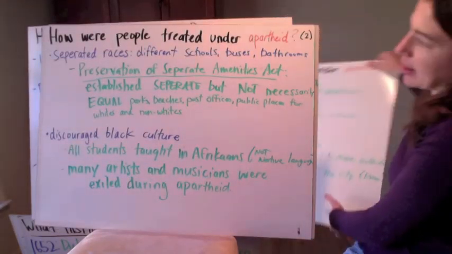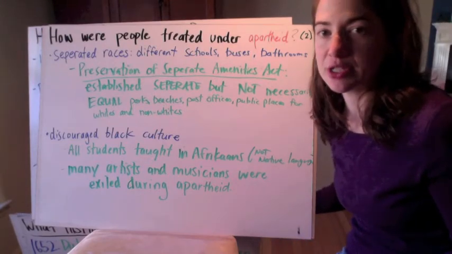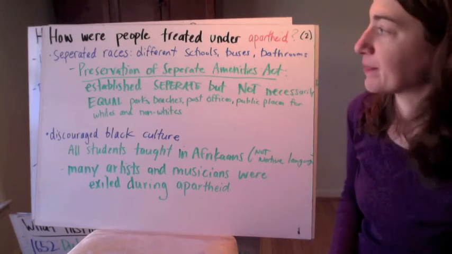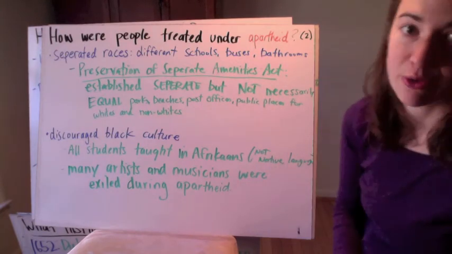The next point about how people were treated was that it separated the races. So much like segregation in the United States, but much worse. It separated the races. They had different schools, buses, bathrooms, and a whole lot of different things.